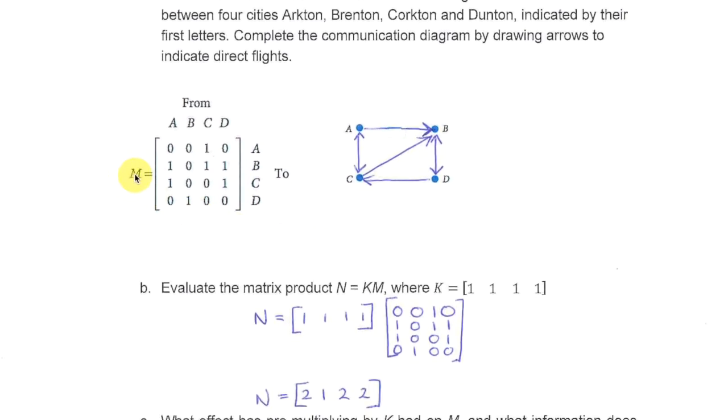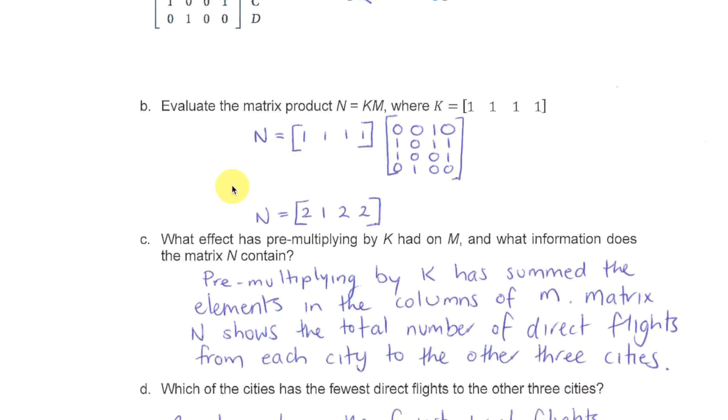So here we have M, which shows our communication matrix. And then in B, what we're asked to do is have this K matrix, and it is a row matrix consisting of 4 ones. So this is going to be a summing matrix. And we're asked to evaluate K times M. So we place the summing matrix before this communication matrix, and you'll see we'll get this result.